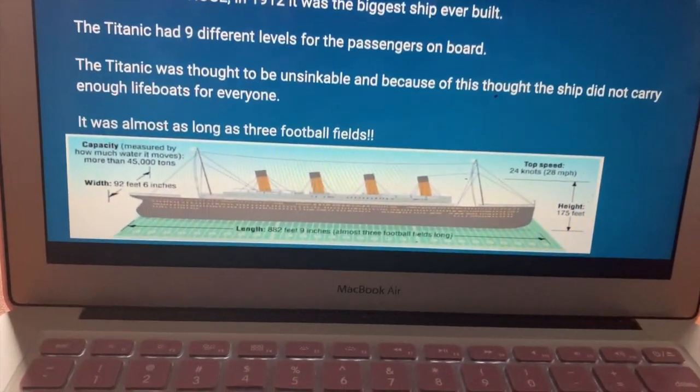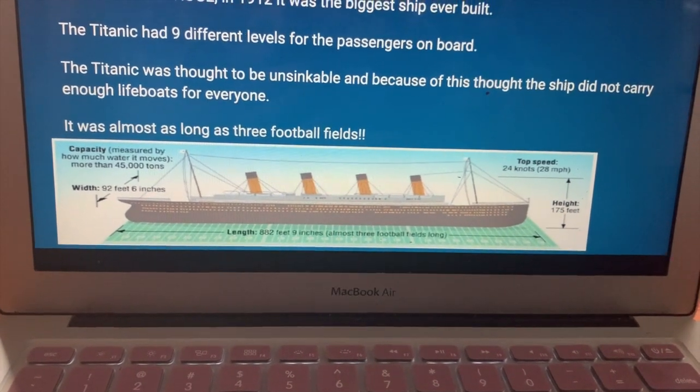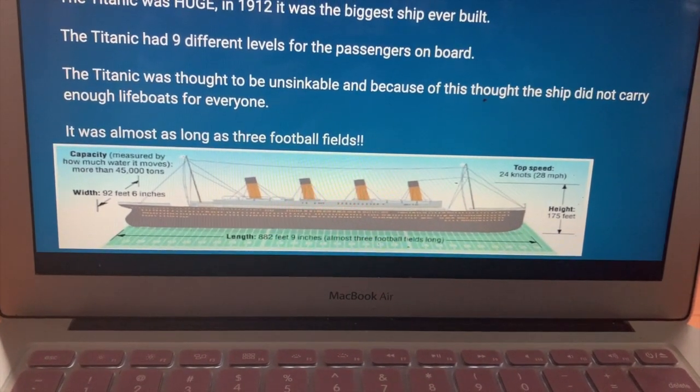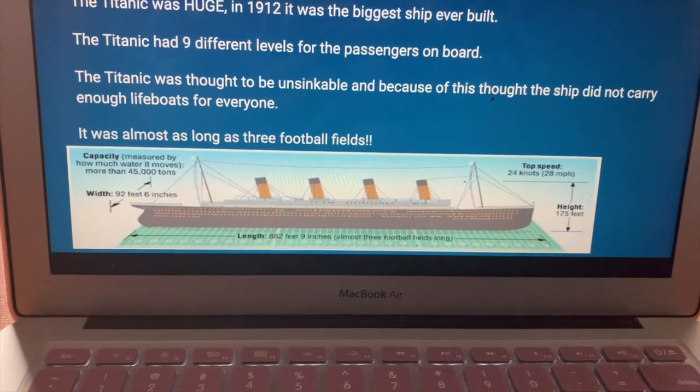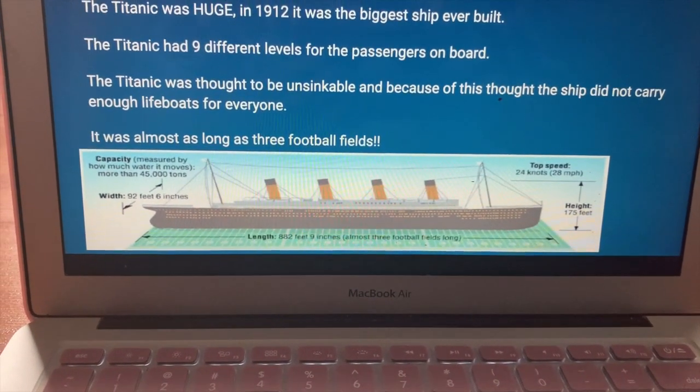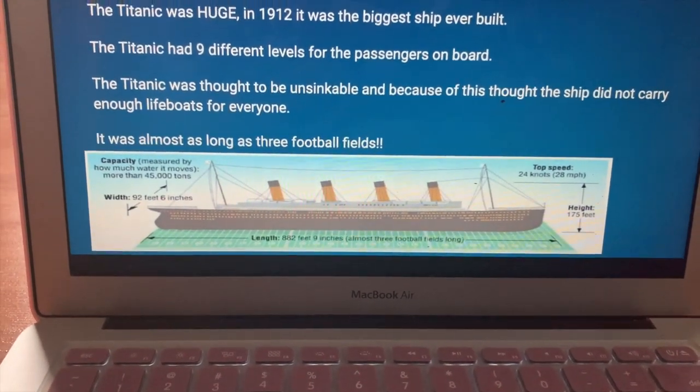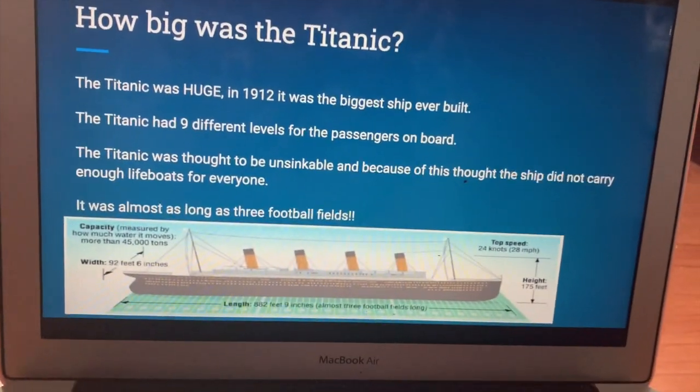And this is how big the Titanic is. It's actually almost as big as 3 football fields. So imagine that. You know how big a football field is? Imagine 3 of those. That's how long the Titanic was. It was a really big ship.